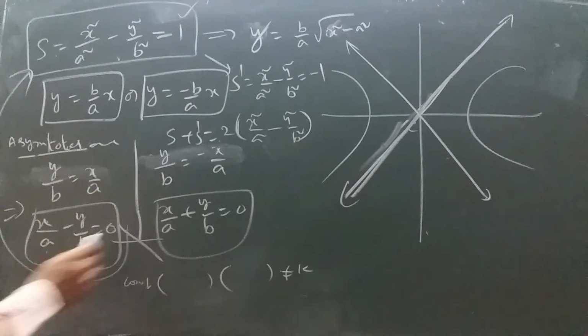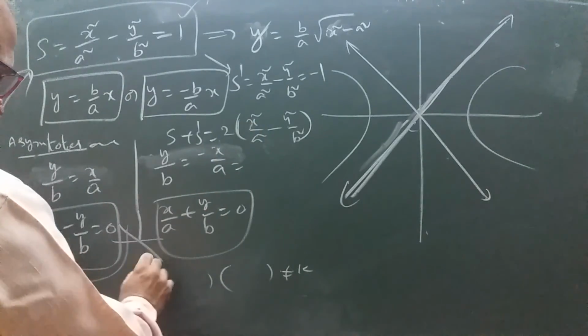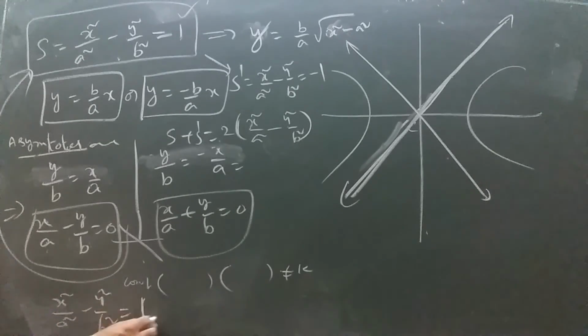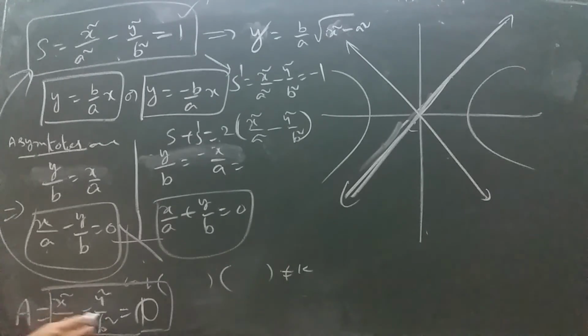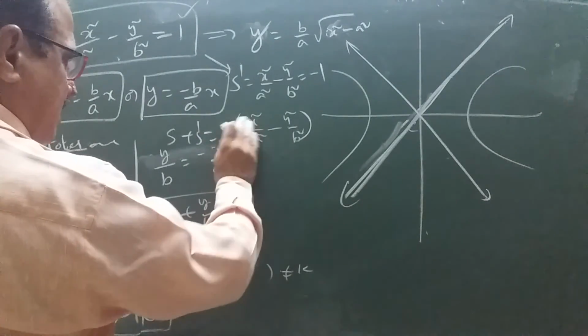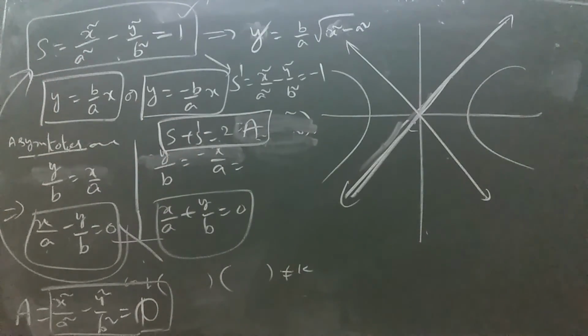Then the product of these two asymptotes, that is x square by a square minus y square by b square is equal to 0. Let this be the asymptotes. Combined equation of asymptotes is equal to a. That means S plus S dash is equal to 2a. Instead of a, we can write 2a. We have to use this concept in some bits. Next we will go to problem solving.